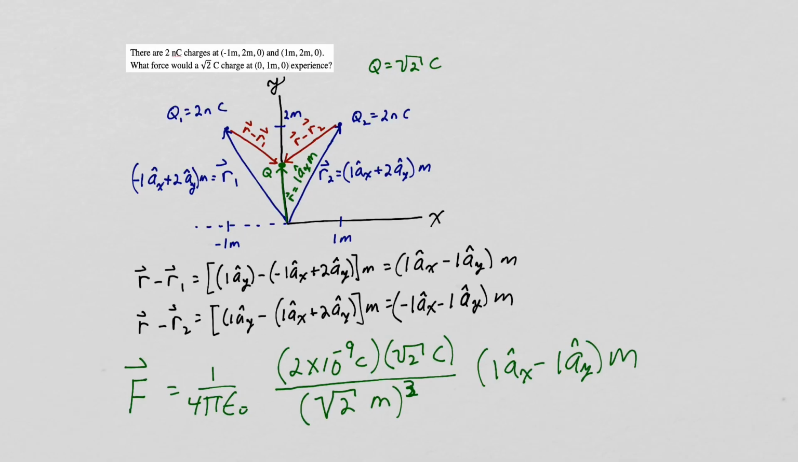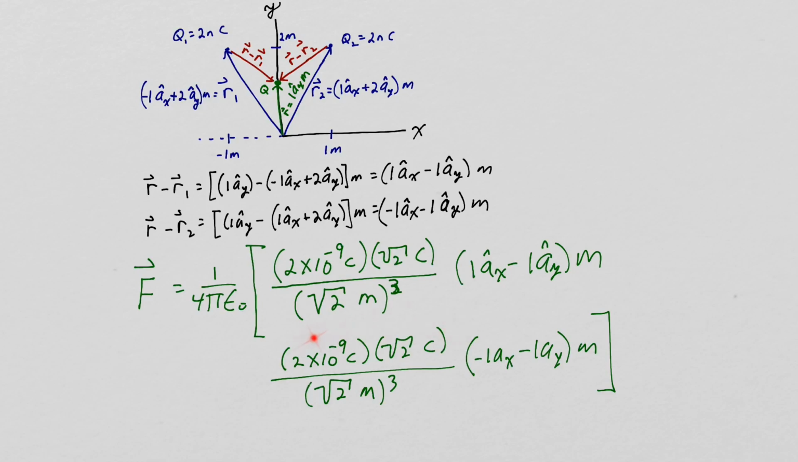Since superposition holds, we can now find the force on Q due to Q2 and just add it to this force due to Q1 on Q. So here is the term for the force on Q due to Q2. When we add them, we see that the components in the x direction will cancel, and the components in the y direction will add.